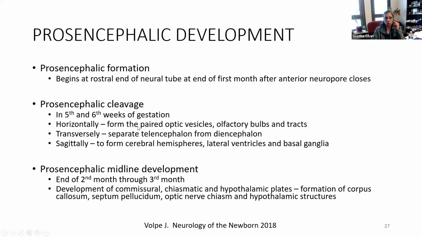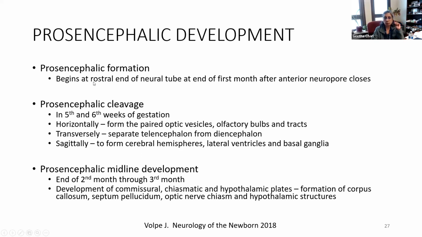So in order to know that, you need to know what normal development is in the upper end there. So normal prosencephalic development. When you use the term prosencephalon, it is in the upper end of the neural tube, and the prosencephalon develops into the cerebral hemispheres, the cerebellum, and the midline structures. So the first thing which happens is that you start to develop the prosencephalon. That begins at the rostral end or the upper end of the neural tube within the first month after the closure of the anterior neuropore.